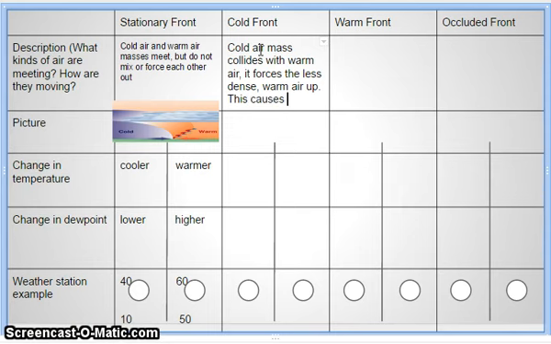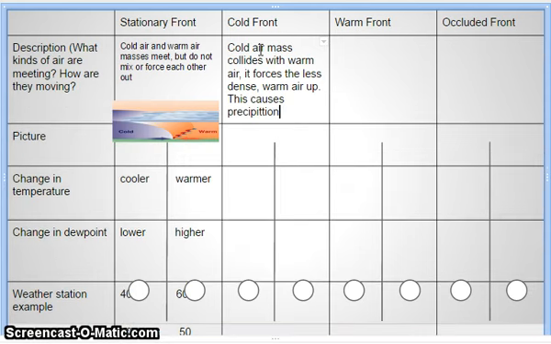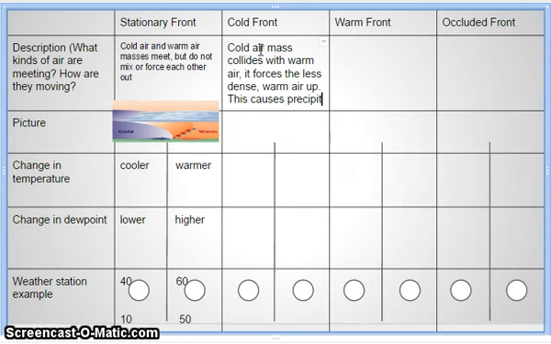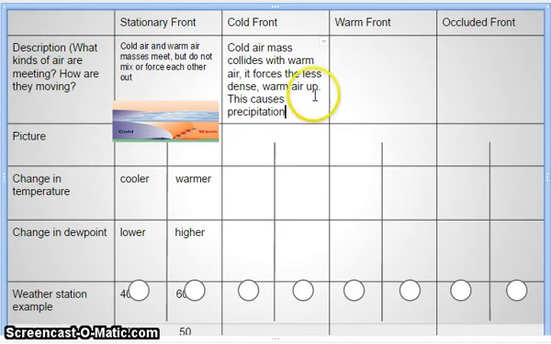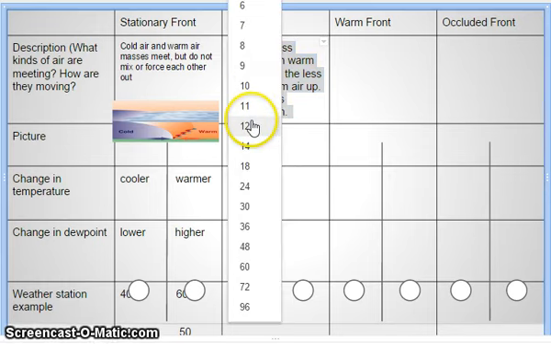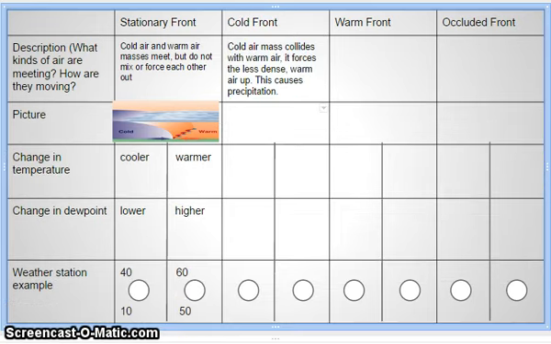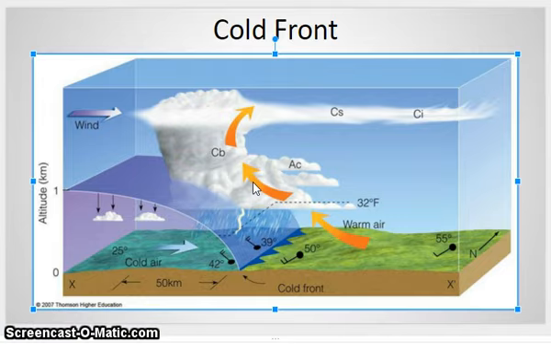This causes precipitation. Okay? That's a description of what's going on in a cold front. Alright? Your picture can look something like that.